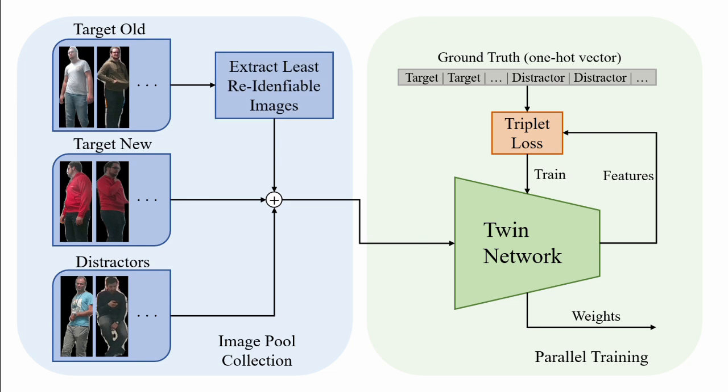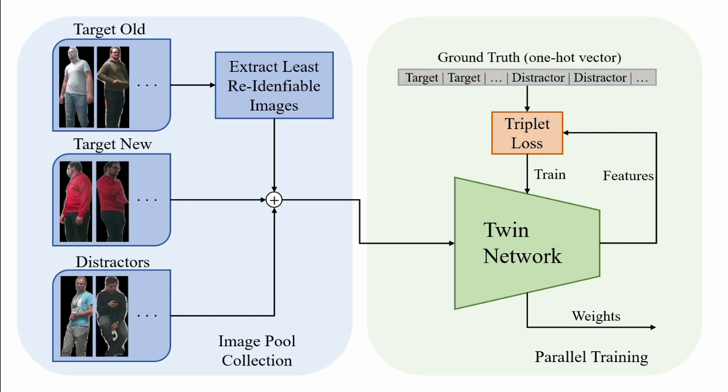These selected images are then combined with other images and divided into batches to align with the training setup of the twin network. These image batches are subsequently fed into the twin network, and the training process begins. The network outputs the features extracted from the images, which are utilized to compute a triplet loss. To determine which features belong to the target and which belong to the distractors, a one-hot vector is employed.